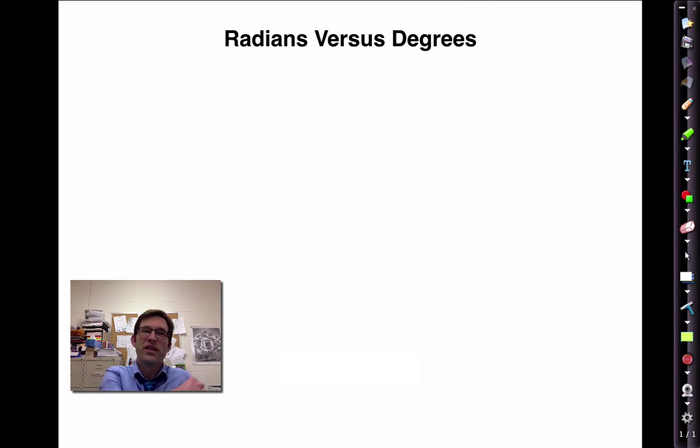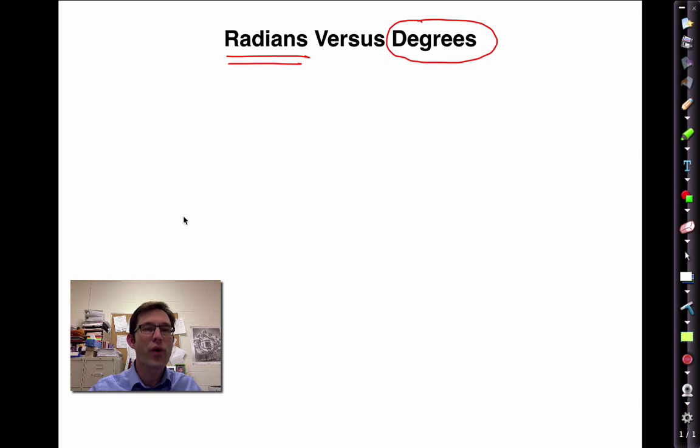Radians versus degrees. Okay, you had to know this was coming. For a very, very long time, you only measured angles in degrees. And then all of a sudden, radians came along. Radians are defined by one primary geometric idea, and I'm not going to develop them really heavily, but it's this.